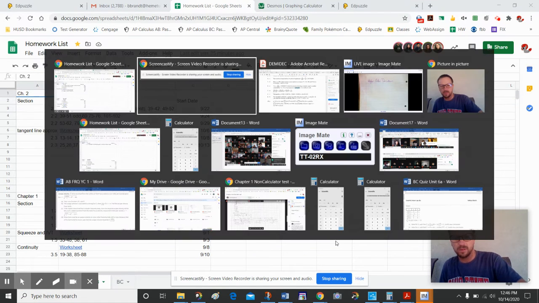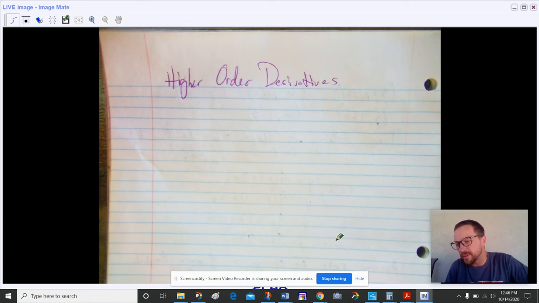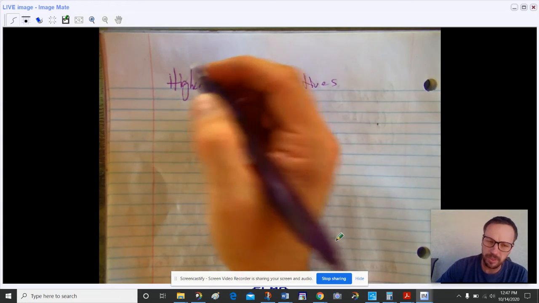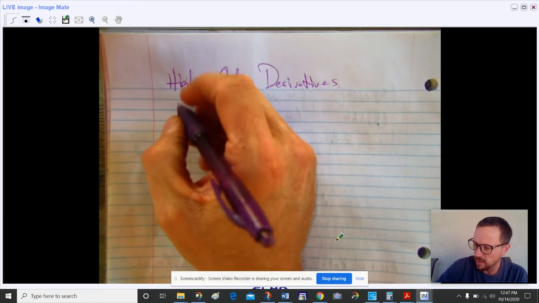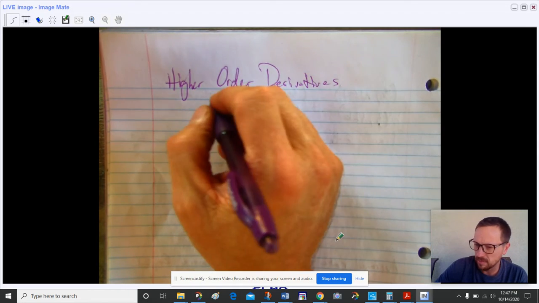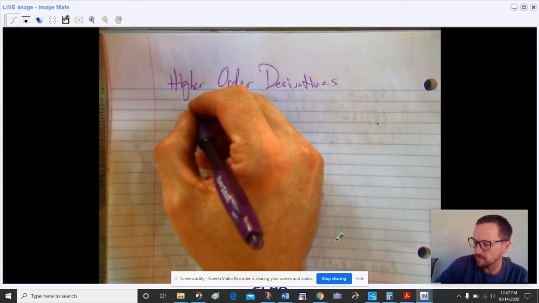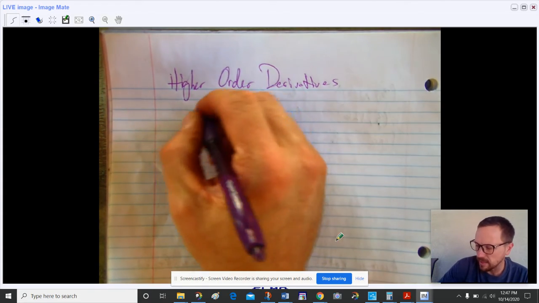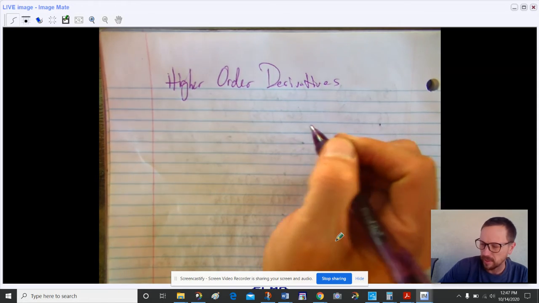Let's roll. Okay, higher order derivatives. So here's the deal. I mentioned this before in passing: if you take a derivative and get this new function, particularly with position, you can take derivatives multiple times. This is what higher order derivatives are about.